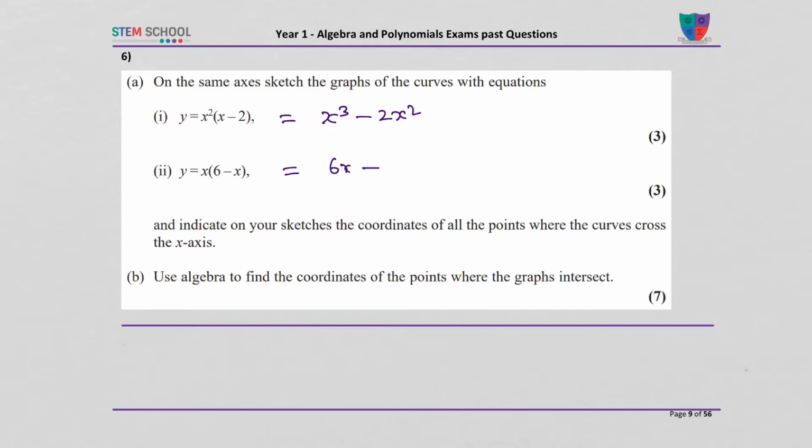6x minus x squared. And in order to solve them, to get the roots, we have to equate it to 0. So that's what I'm going to do next. So the first equation is y equals x squared into bracket x minus 2. And if I equate that to 0, I can get x squared equal to 0, which implies that x equals to 0 twice.